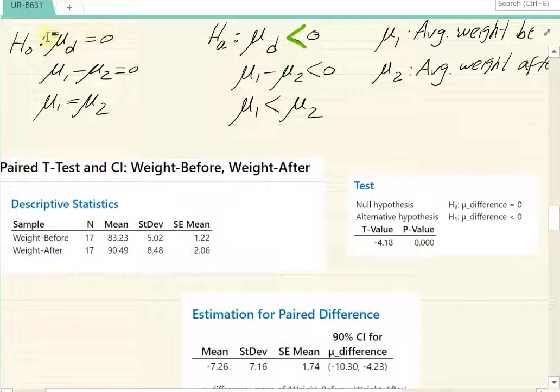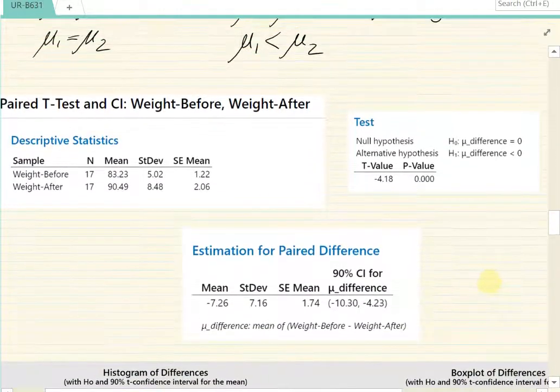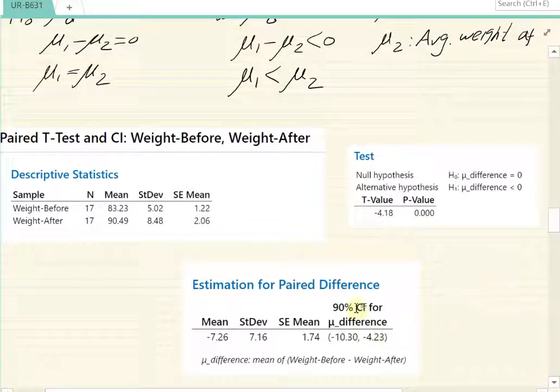Remember the null up here? Null said there is no difference between the average weight before family therapy and after family therapy. So we're going to reject that null and say no, family therapy is indeed effective. And this is the confidence interval. Always when they say construct a confidence interval, they're thinking two-sided confidence intervals. We could do a one-sided confidence interval, and I'll make a comment about that when we go to Minitab. But you've got to make sure that you do a two-sided confidence interval here.